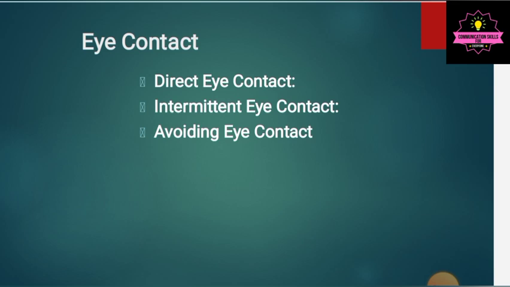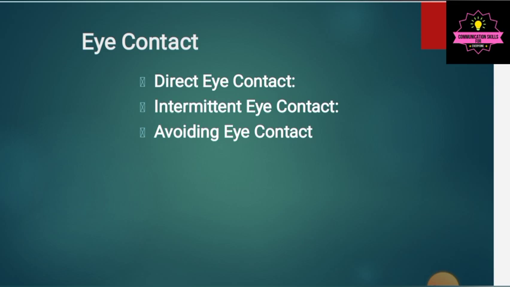Intermittent eye contact balances between direct eye contact and looking away. For example, looking at your notes briefly before returning eye contact to the audience. It also prevents staring and makes the speaker appear approachable.